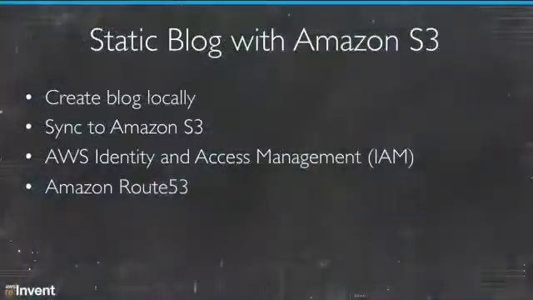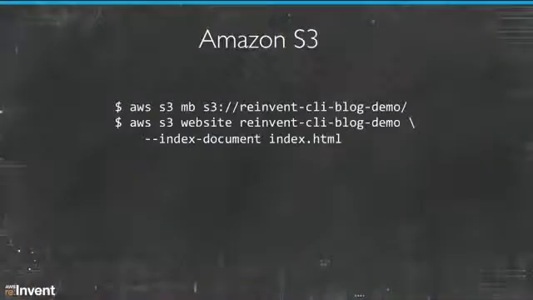So to do this, the first thing here, we're going to use the S3 command. And this S3 command is going to be used to first make a bucket. So the mb command is to make a bucket. And then there's this website command, and that allows you to specify an index document and basically get a bucket website configuration set up.